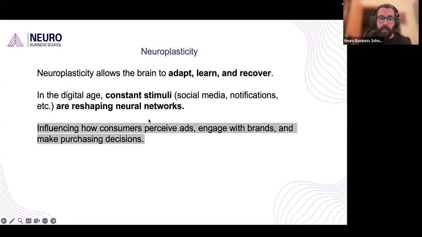In this digital age, this era that we are living in, we are constantly receiving stimuli. That means social media, notifications, etc. And this is constantly reshaping our neural networks, influencing how consumers perceive ads, engage with brands, and make purchasing decisions. That's obvious.